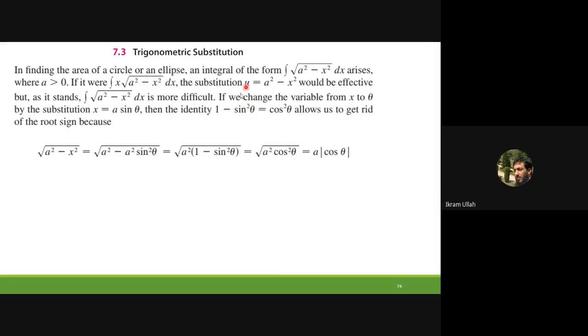So then we take x is equal to a sin theta, a tan theta, a sec theta, using this kind of substitution, then using the identity 1 minus sin square theta is equal to cos square theta, or sec square theta is equal to 1 plus tan square theta, and so on.